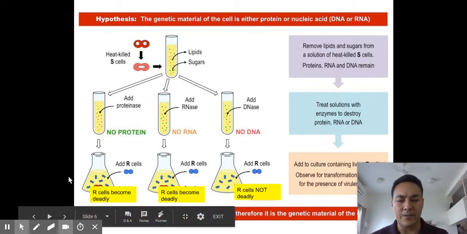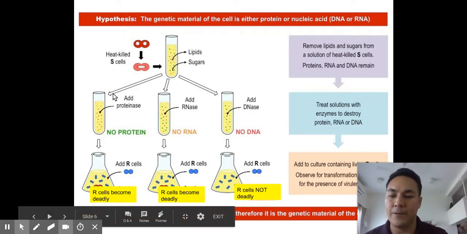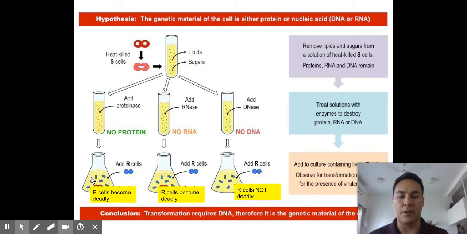So this is a little tough for students, right? Because you have to think about negatives, and you have to think about arrows and signs. It really helps to sketch it out, and it really helps to try and tell a friend about it. So if you destroy the proteins and the R cells become deadly still, it means that proteins were not the transforming factor. If the proteins were the transforming factor, then the R cells would not have become deadly.